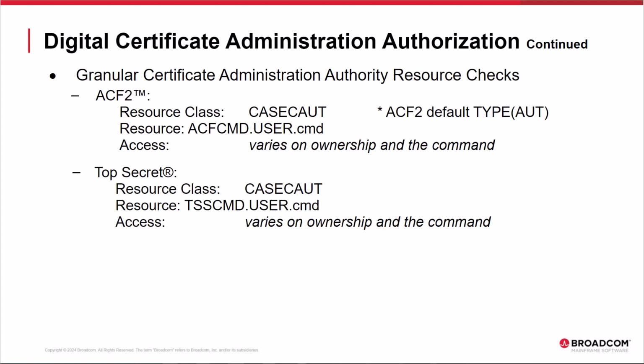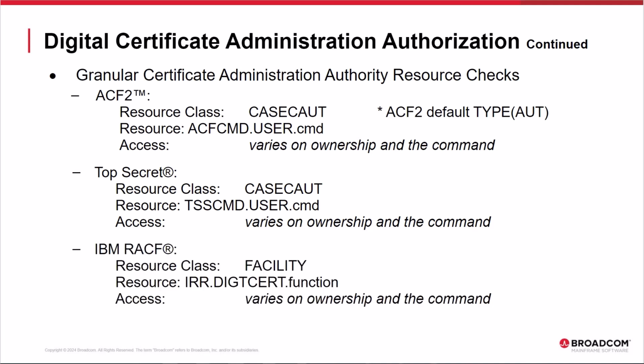Top Secret also utilizes a resource class of CASECAUD, with a resource name of TSSCMD.user.cmd, where CMD is the specific key ring or certificate command. RACF utilizes a resource class of FACILITY, with a resource name of IRR.DIGTCERT.function, where function is the specific key ring or certificate command or function. For all three ESMs, the access for these resources varies based on ownership of the key ring or certificate, as well as the specific command or function.